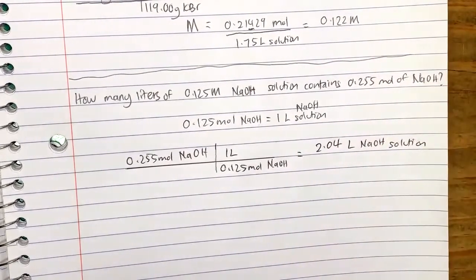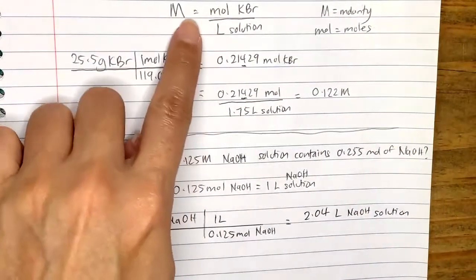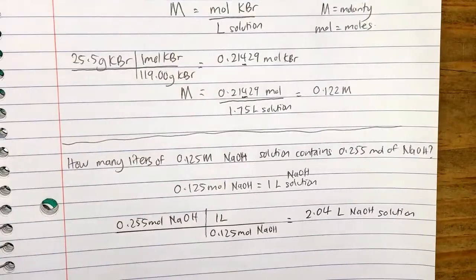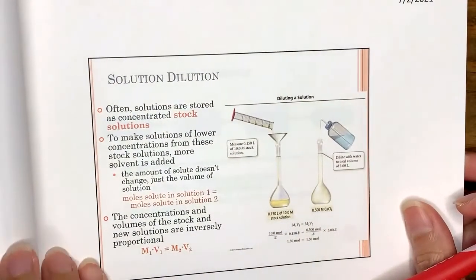Okay, so it's pretty simple. We just make sure we remember the units is moles of the solute over liters of solution. Now, let's talk about something called dilution. Okay, so dilution of a solution is trying to make our solutions less concentrated.